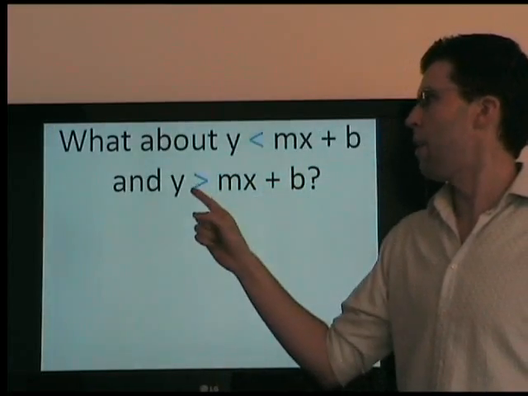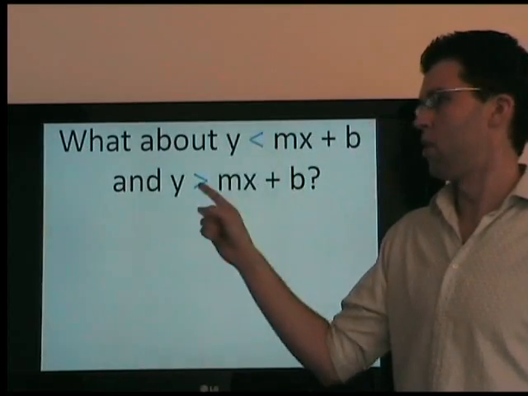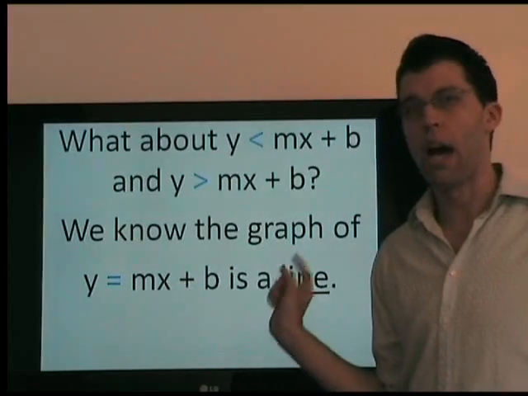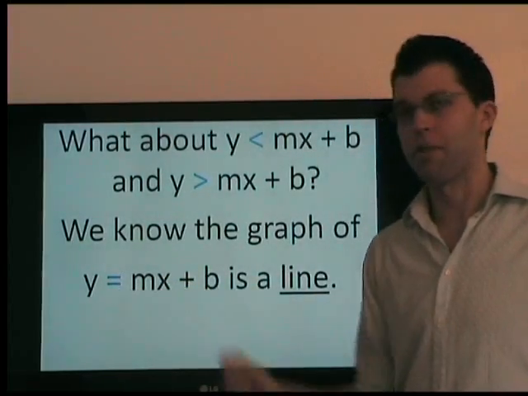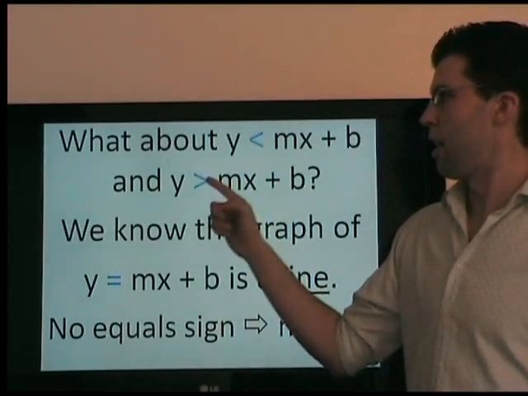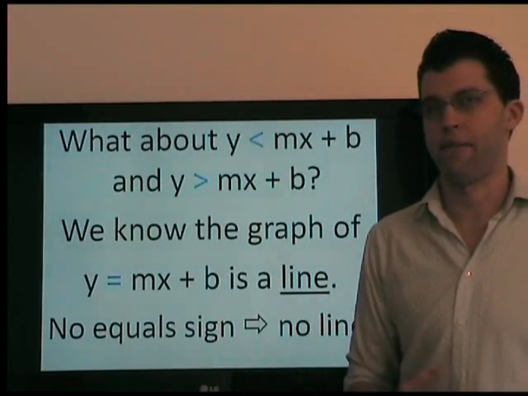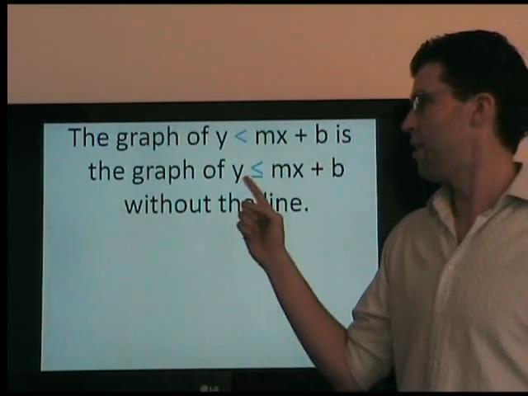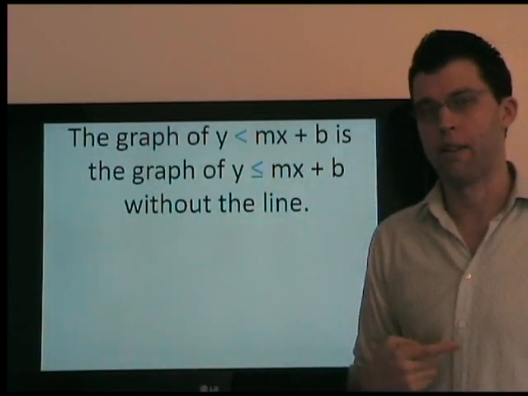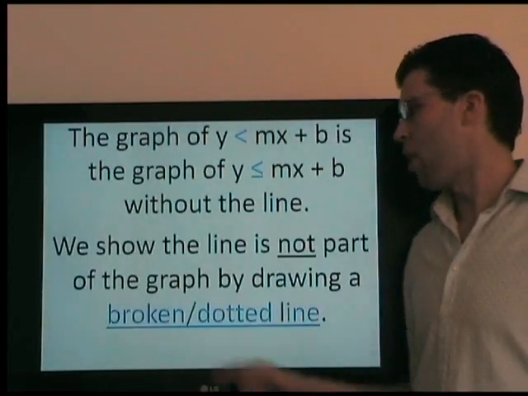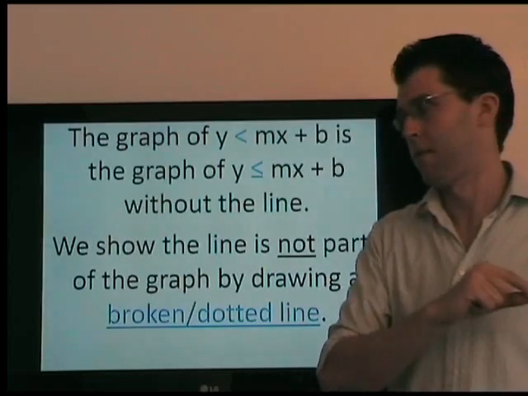Now, what about these symbols when there's no equal sign? Well, we know that when there's an equal sign, our graph is a line for linear expressions. So it makes sense then, if there's no equal sign here, then there's no line in the graph. So what that means is the graph of this inequality is the graph of this inequality, but without the line. Well, how do we show that there's no line that's part of the graph? Well, we draw a broken line or a dotted line.